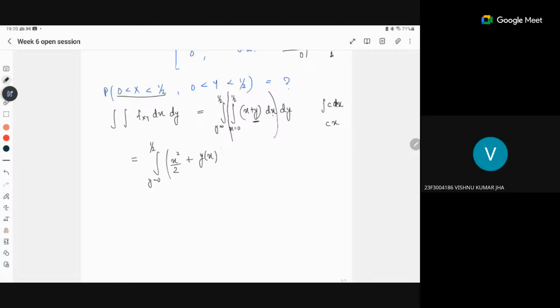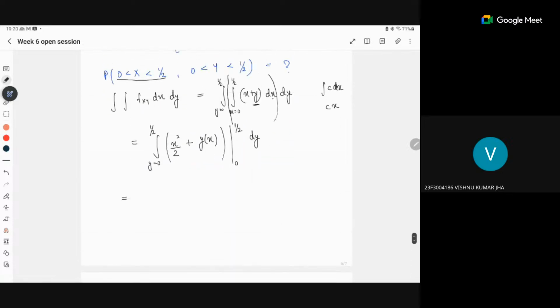Now I have to take the upper and the lower limit, 0 to half. So what do I get? This would be y from 0 to half of 1 by 4 times 2, which is 1 by 8, plus y by 2, dy. Now integrate with respect to y, from 0 to half: 1 by 8 times y plus y square by 4.